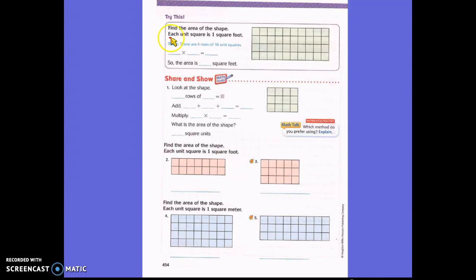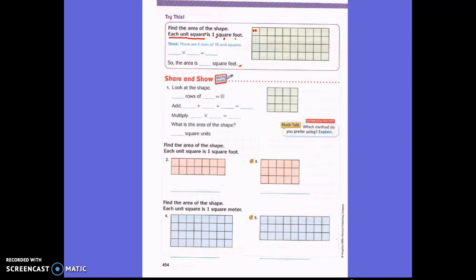Look up here. Each of these squares is 1 square foot. So if I were to write the answer for the area down, it would be unit square? No. It says the unit square is called a square foot. But when you have more than one, you have to call them square feet. They're getting some grammar in here.